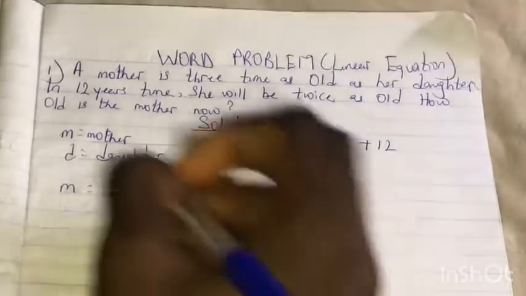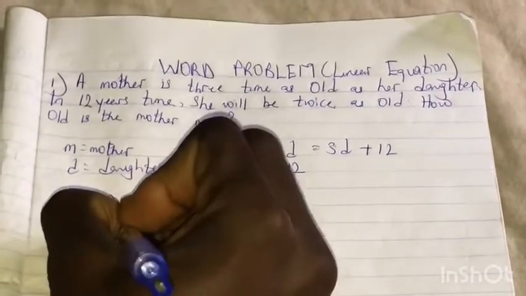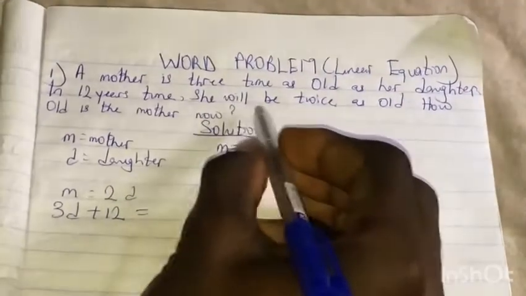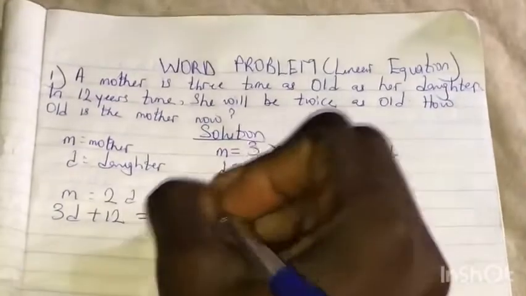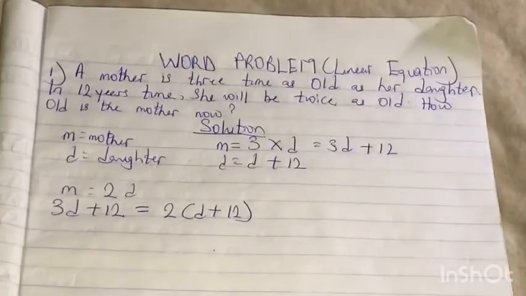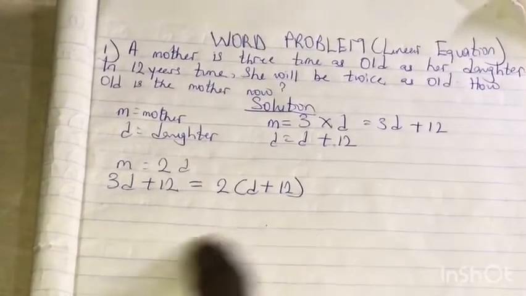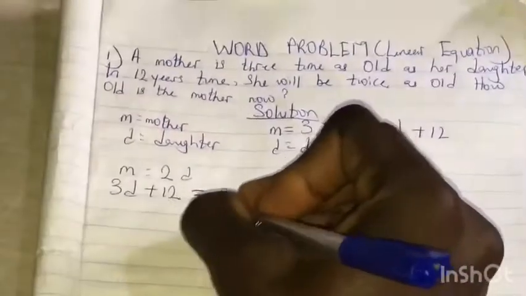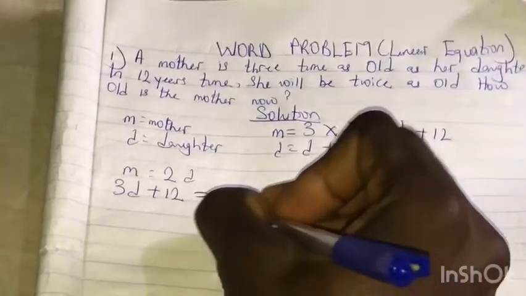So our M is what? 3D plus 12 will be equated to twice as old as the daughter. Hope you guys grasp it. She should be twice as old as her daughter in 12 years time, that's the reason why this plus 12 is here. Then you open the bracket, and this becomes 2D plus 24.